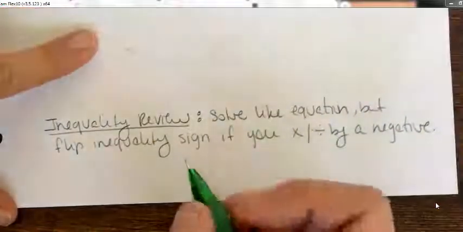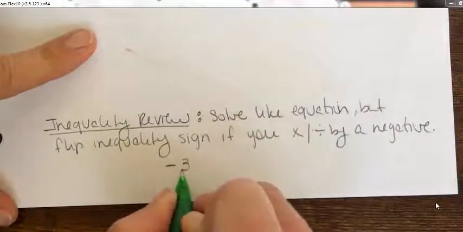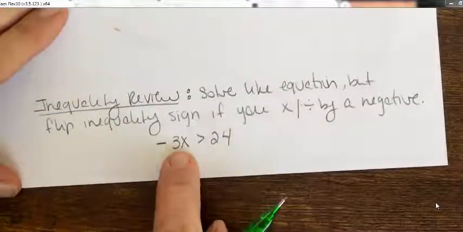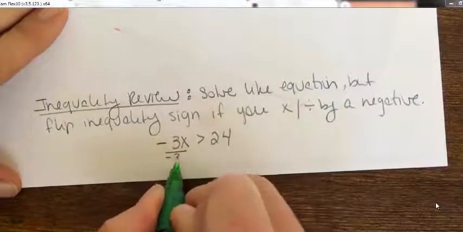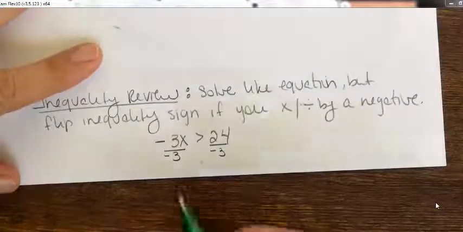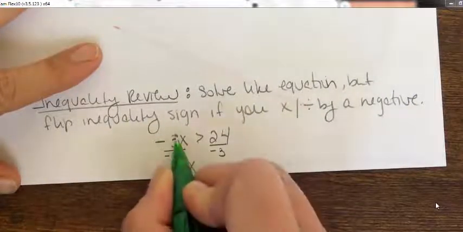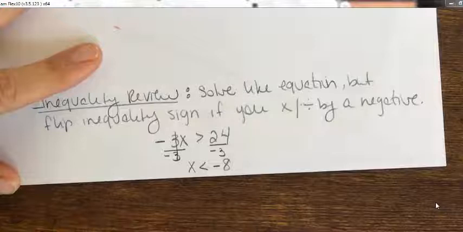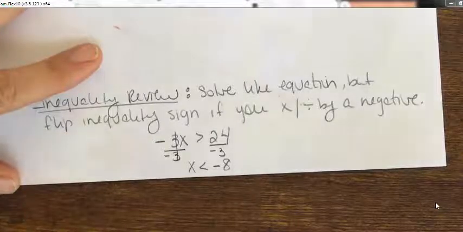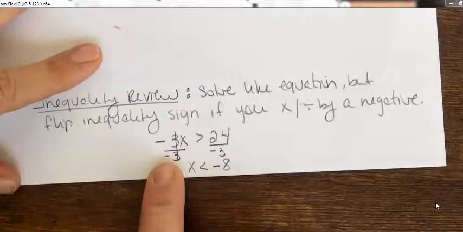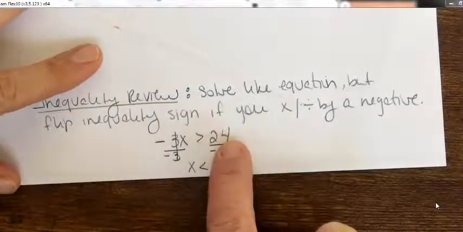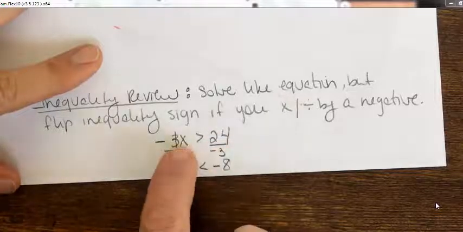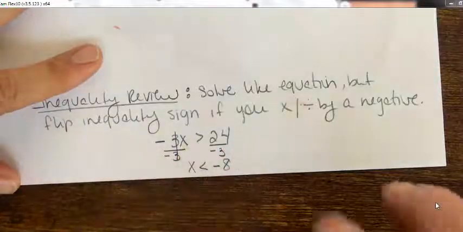For example, if I gave you negative 3x is greater than 24, when I solve this, I'm going to divide both sides by a negative. That means you're going to have to flip this sign. But you solve just like you would any other equation. That's because you've changed the values of each side. This side used to be all negatives and this side all positives, and now this side's positive and this side's negative. So it's going to change the composition of this inequality.